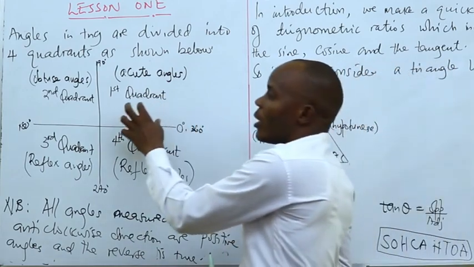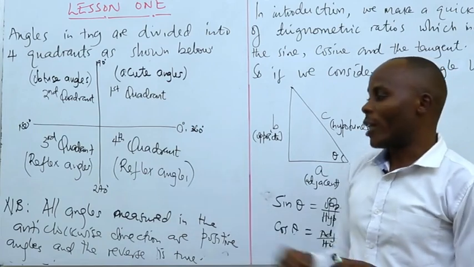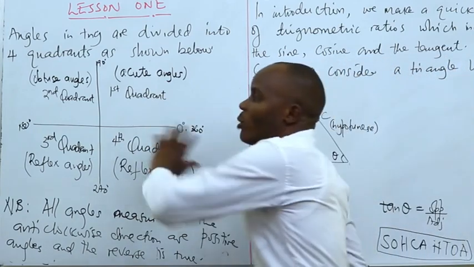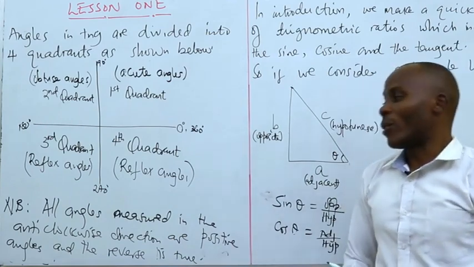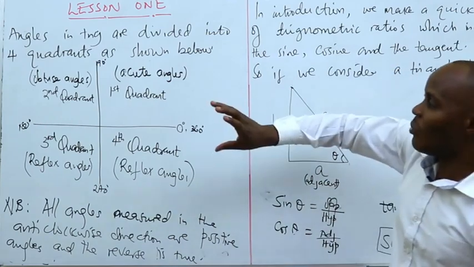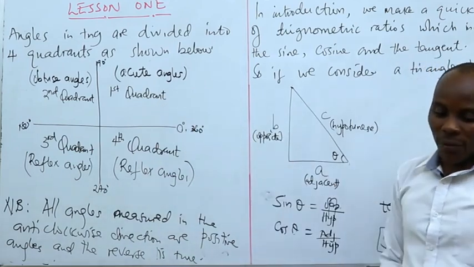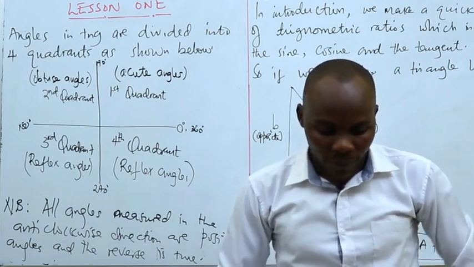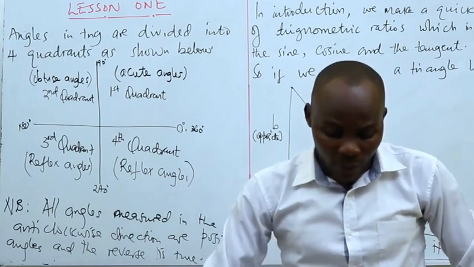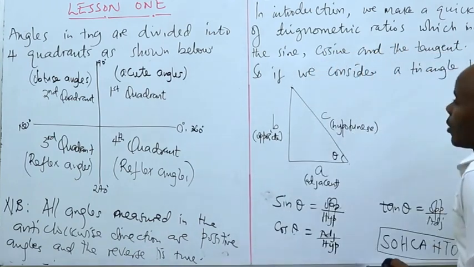Now, when we are determining our angles, we base on that kind of movement, and I've said that all the angles measured in the anti-clockwise direction are positive angles. Meaning, if you measure them in the clockwise direction, you'll end up with negative angles.